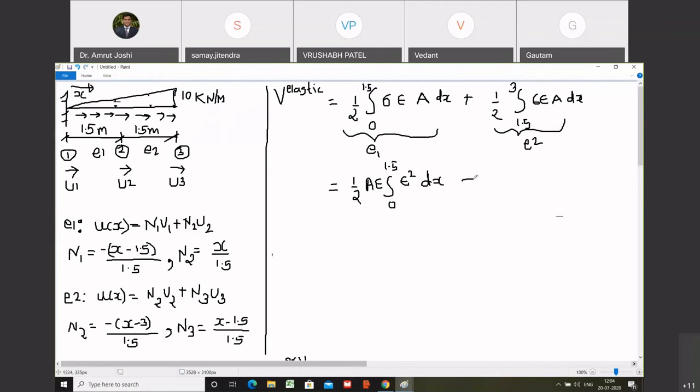Yes. This is in element number 1. And now I am going to write down the same thing for element number 2. So it is going to be half times AE integration from 1.5 to 3 epsilon square dx. Happy? Now, tell me, in element number 1, what is the value of epsilon? Is it dou u of x by dou x?